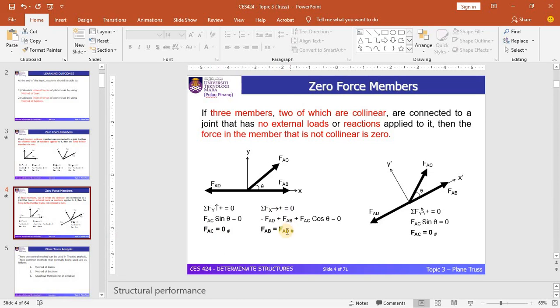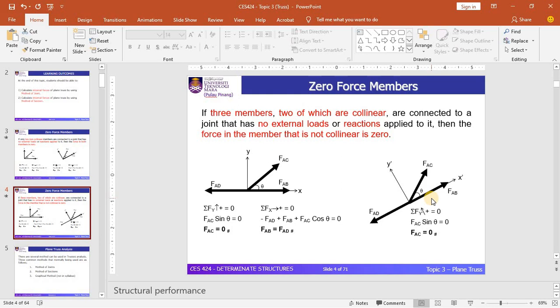Similarly for this particular case, with a different angle of member in the truss, you can see that FAD and FAB are collinear members, while FAC is a non-collinear member. So FAC will be a zero force member in this diagram.